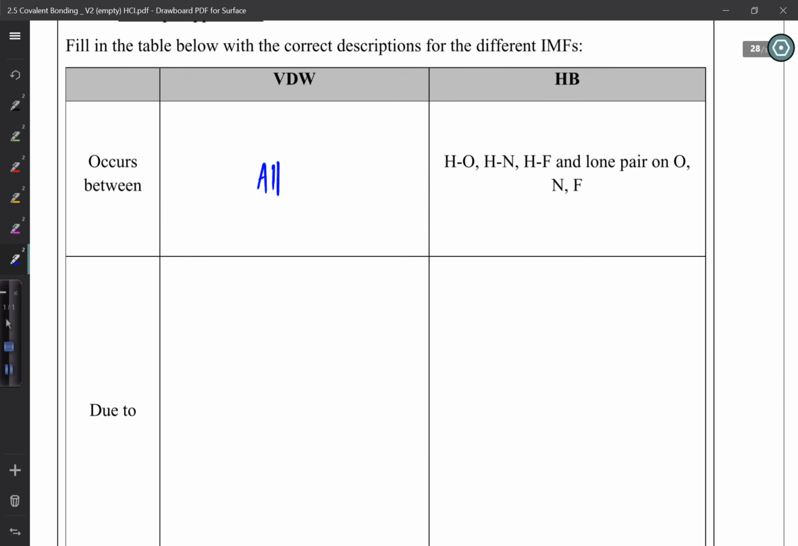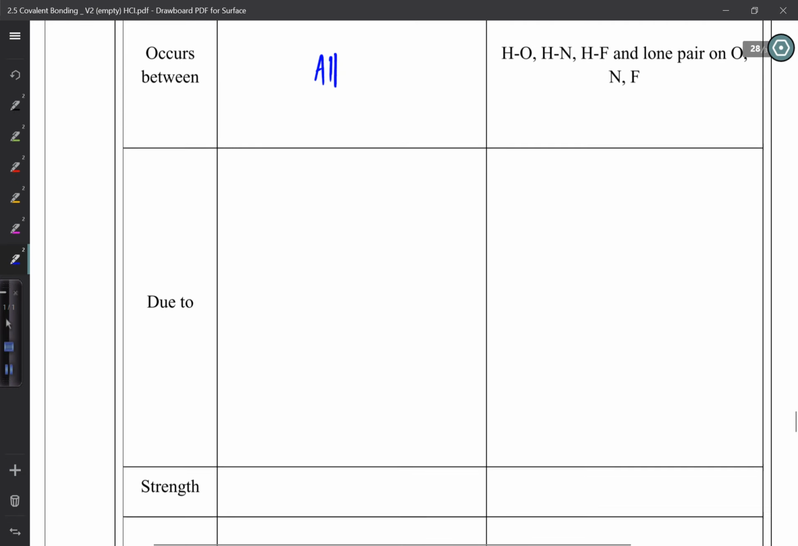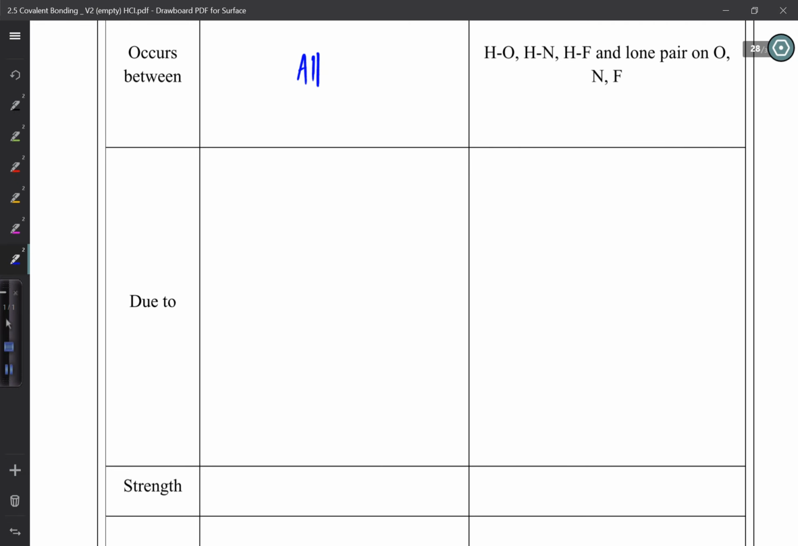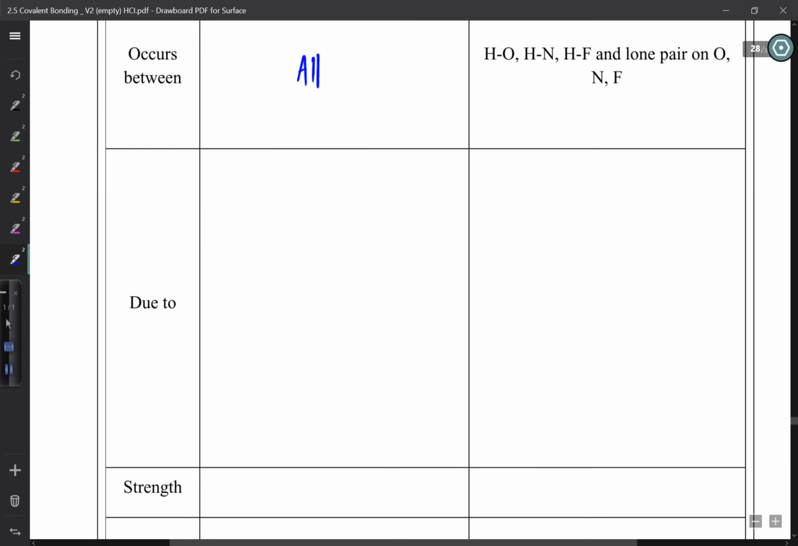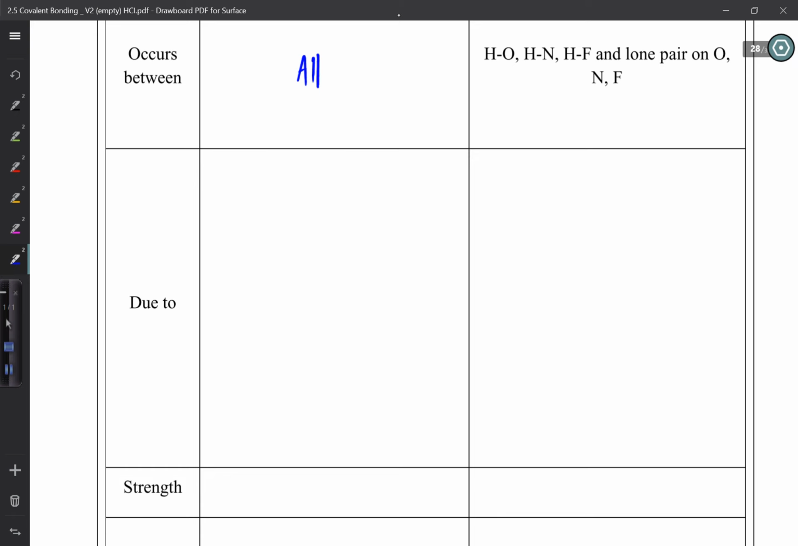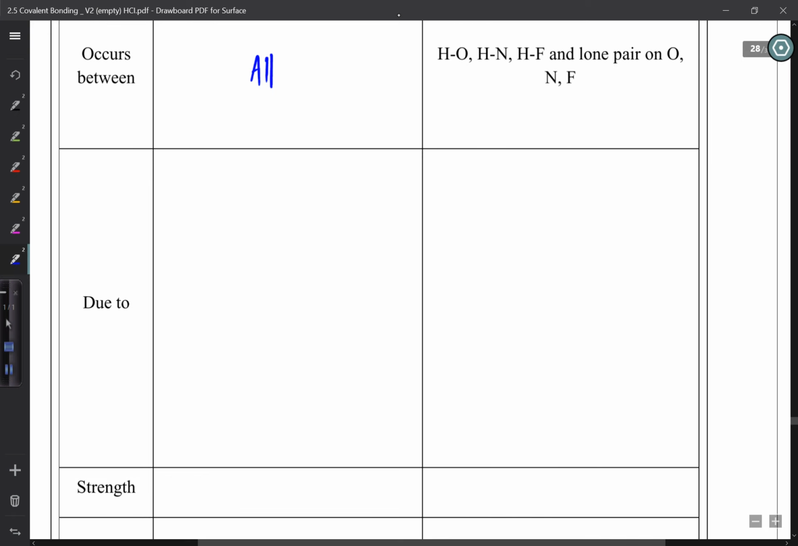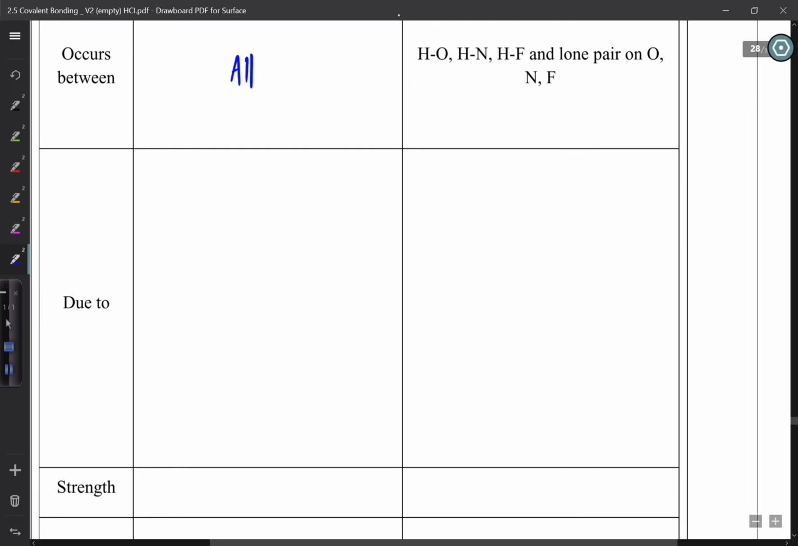So, van der Waals is due to what? This part I already mentioned, you don't have to know. It's basically the one that I've drawn, the neon, that one. But you don't have to know why it's caused by.